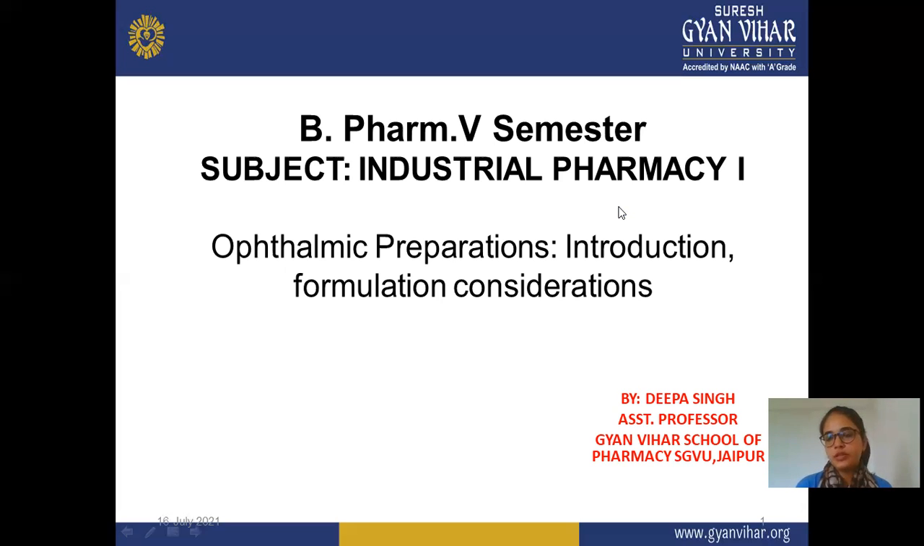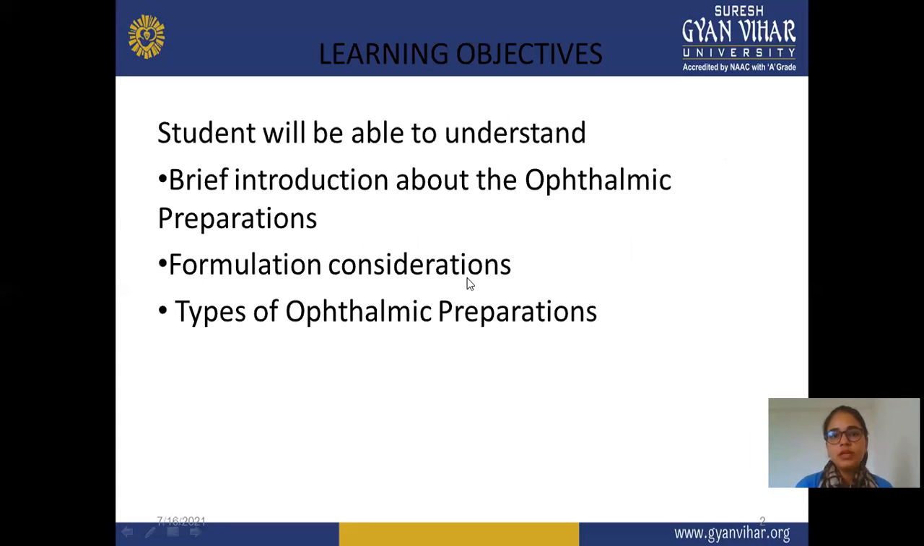It is a topic of Industrial Pharmacy, a fifth semester subject. Before starting this lecture, you should know the basic objective of this topic, or the learning objectives. In the learning objectives, you should know a brief introduction about ophthalmic preparations. What are ophthalmic preparations? Mainly eye preparations. There are different formulations available for ophthalmic or eye use. It is known as ophthalmic when you apply or use it for the eye.